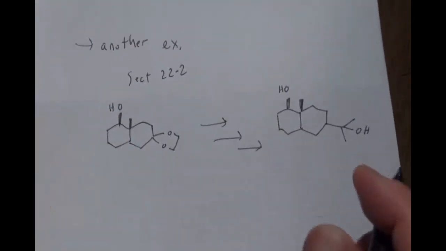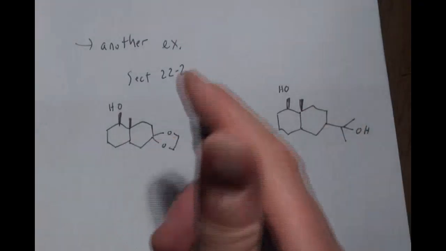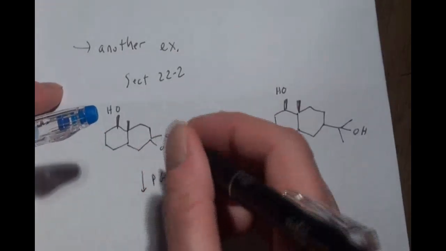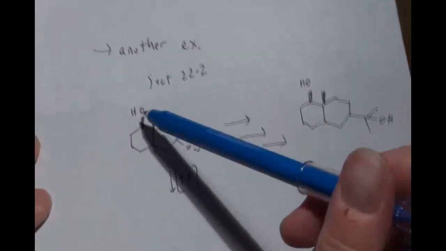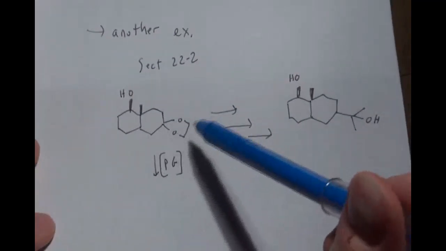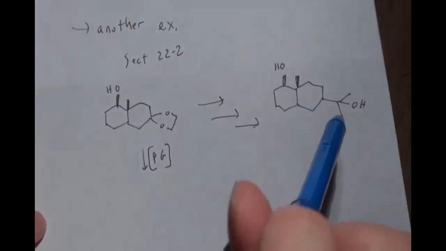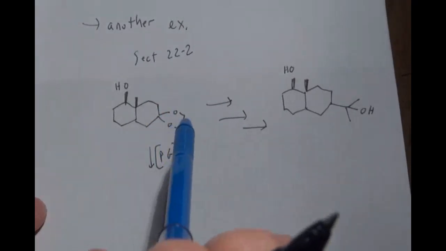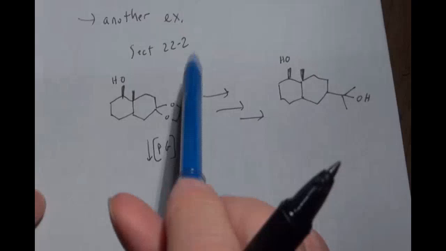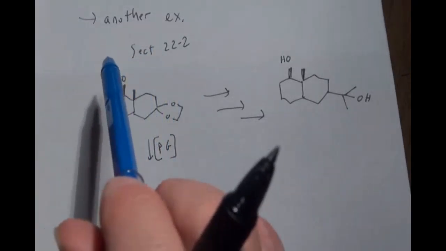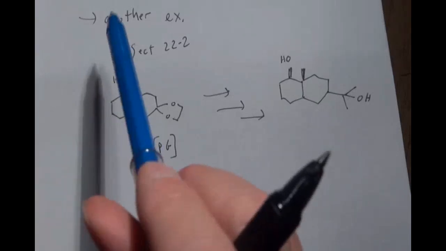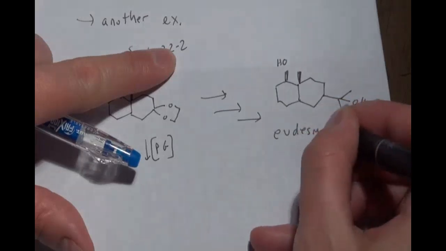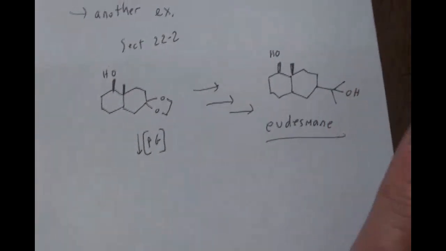The main thing is that they protect the secondary alcohol. They use a benzyl ether. Then they do some various stuff to eventually install the tertiary alcohol. So that is essentially the strategy. It's too much time for me to go through, but you can check it out. It's section 22.2. This molecule is called eudesmane. I think it's a perfume or something, so it's an example of a perfume synthesis.